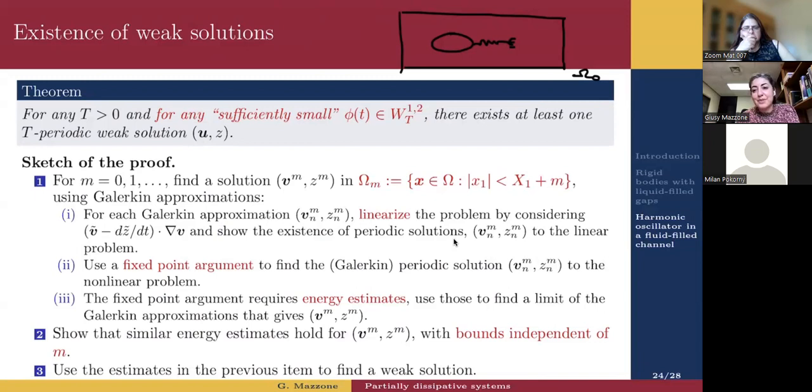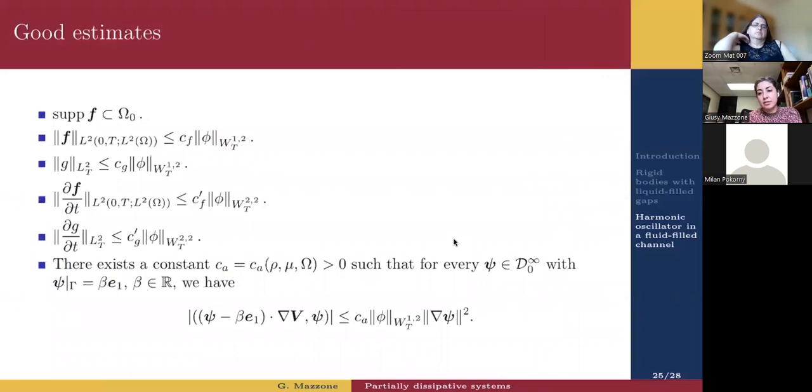Remember that our equations have a forcing term coming from subtracting the flux carrier, plus the usual estimates that we have to do because the problem is nonlinear. The good estimates are the ones coming from the construction of the flux carrier. In particular, what is really important is that our forcing term F, for the fluid, has support contained in omega zero. So basically, far from the body, F will be zero.